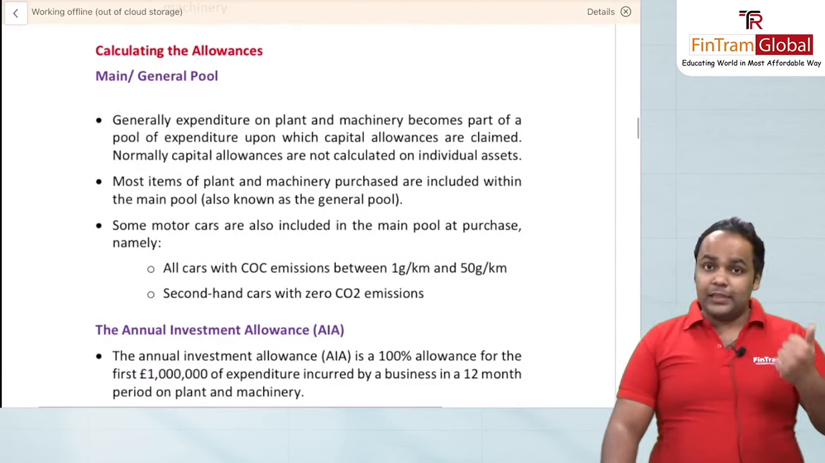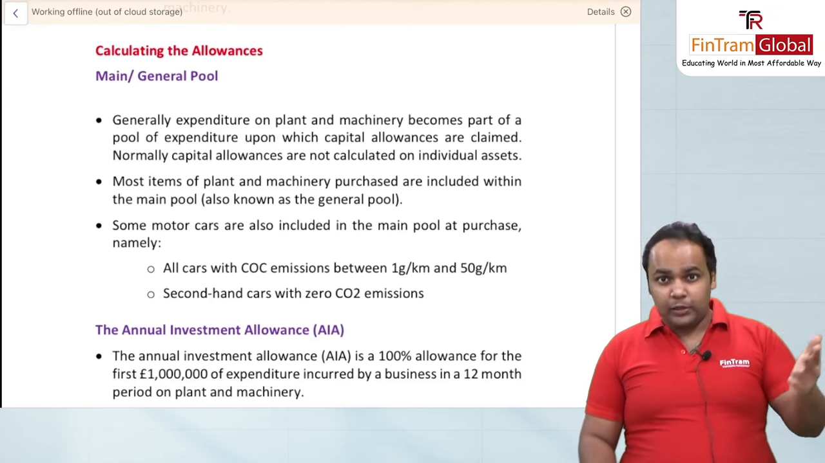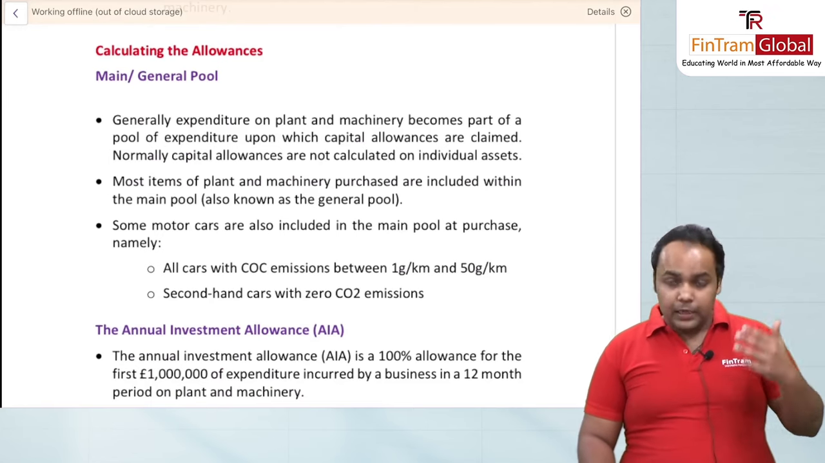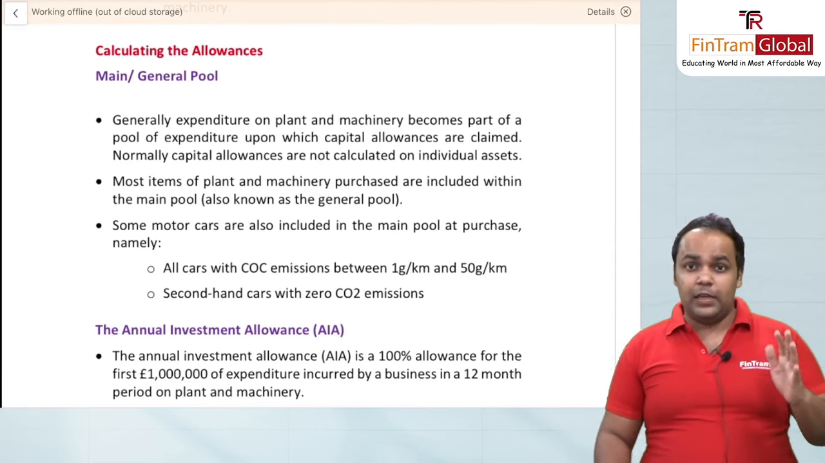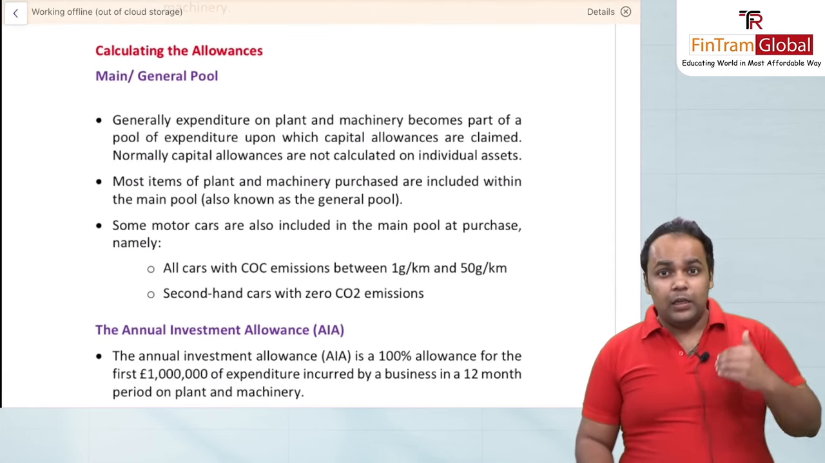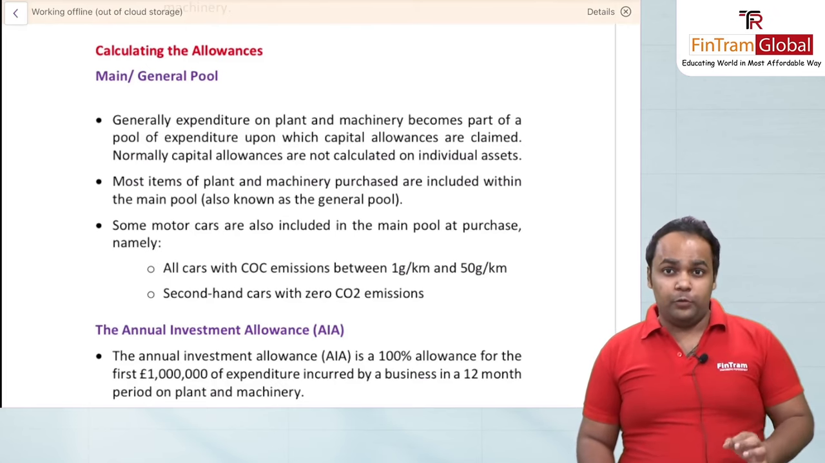Right? So there is a main pool, there's a special rate pool, there's a short life asset, there is a private use asset, and so on. All these concepts need to be revised and summarized very, very well and understood very, very well for you to clear the exam.